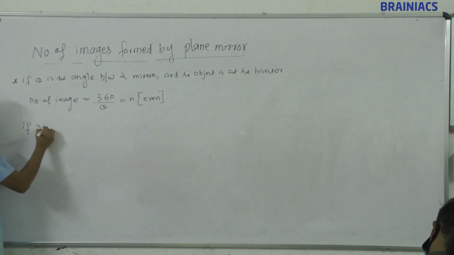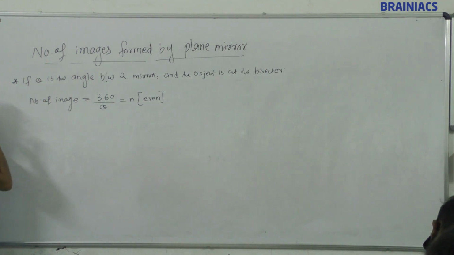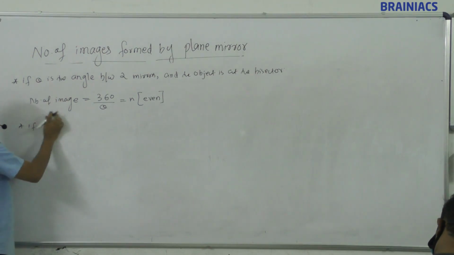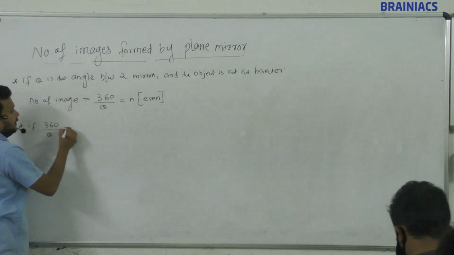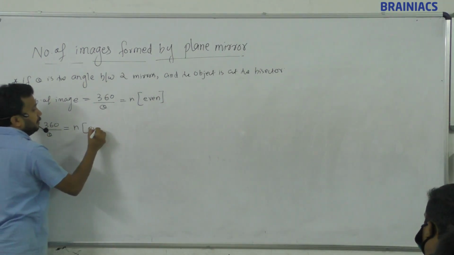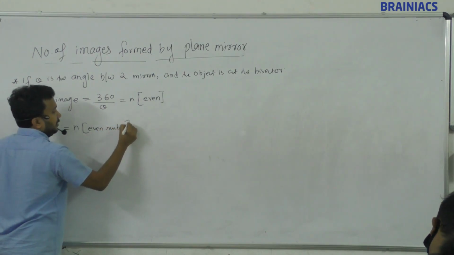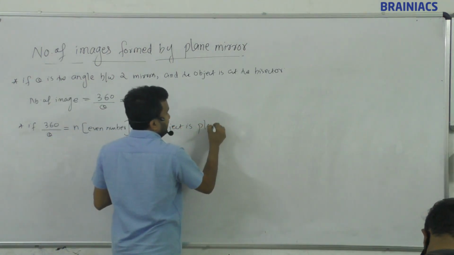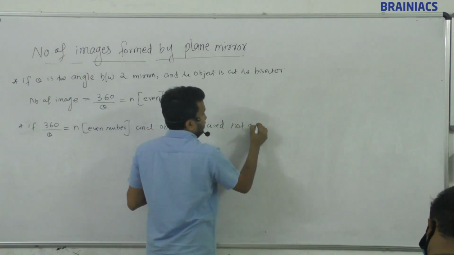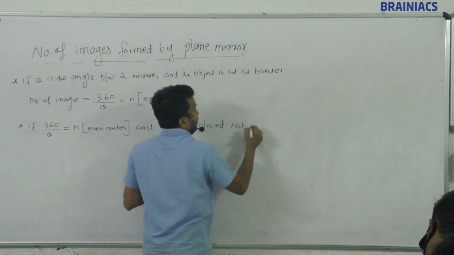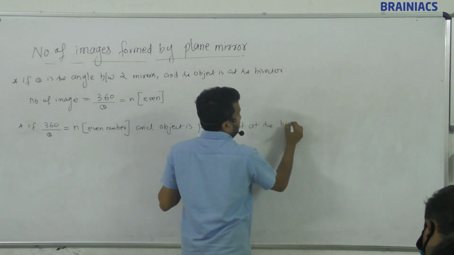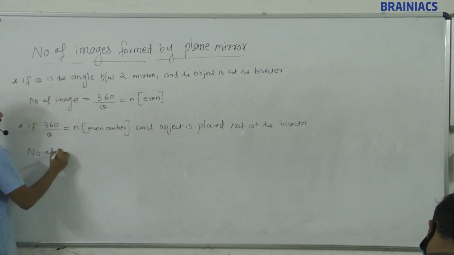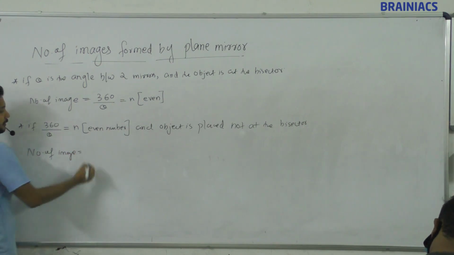Next one, if 360 by theta is n, which is an even number, and the object is placed not at the bisector, then the number of images is equal to n minus 1.